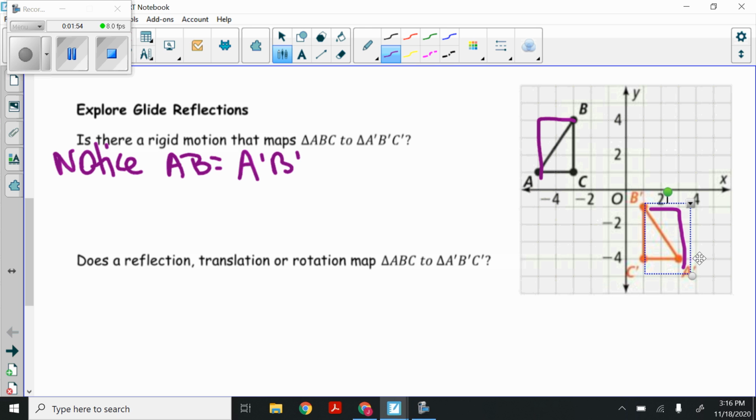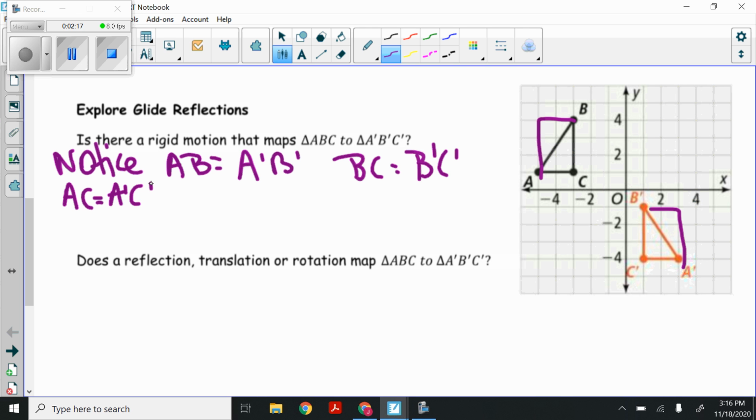B to C, I can count my squares. BC is 3 squares, and B prime, C prime is also 3 squares. And then AC, the length of AC down here is 2 units, A prime, C prime, 2 units. So AC is equal to A prime, C prime.